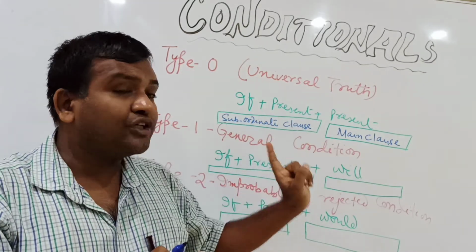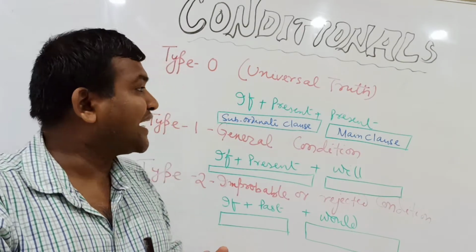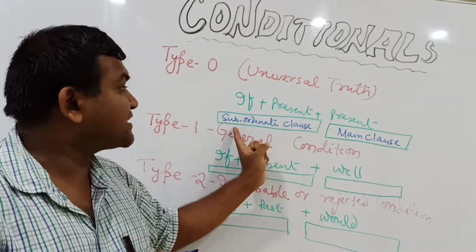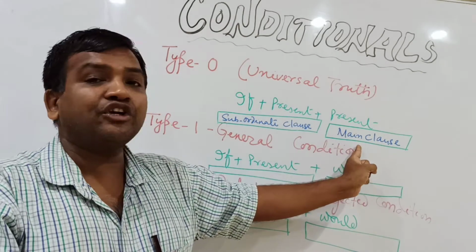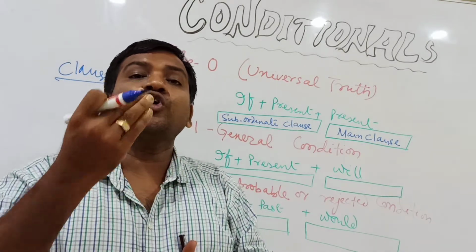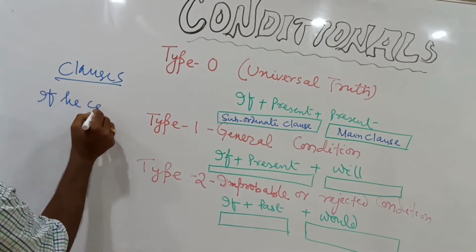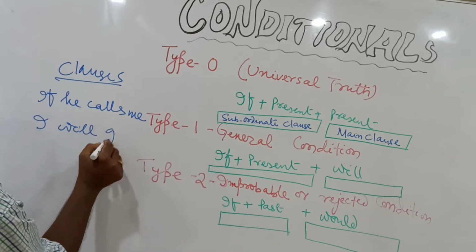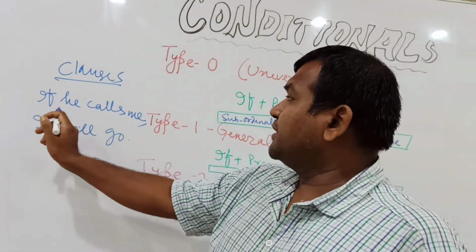One is the subordinate clause and the other one is the main clause. Now the main clause can be used independently, and the subordinate clause is a dependent clause which depends upon the main clause. As I told you here, if he calls me, I will go. I am writing this here: If he calls me, I will go.